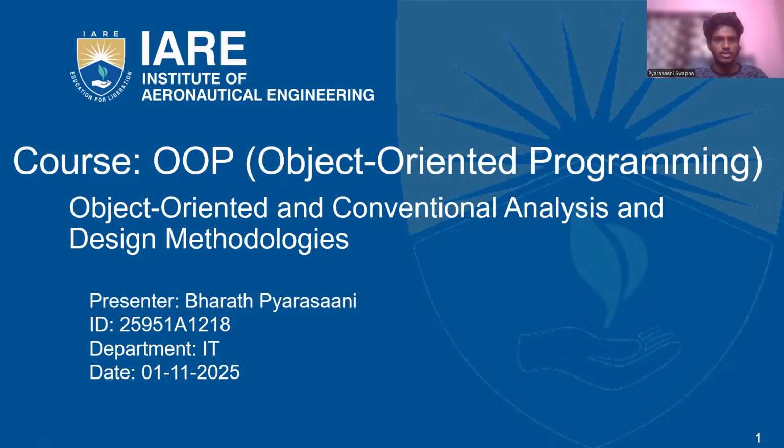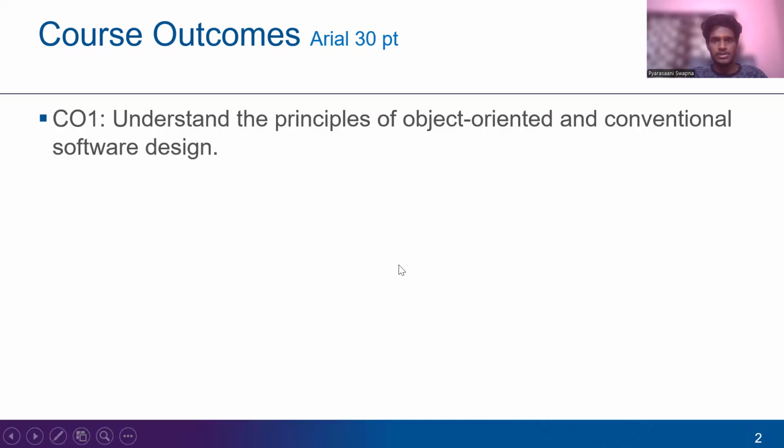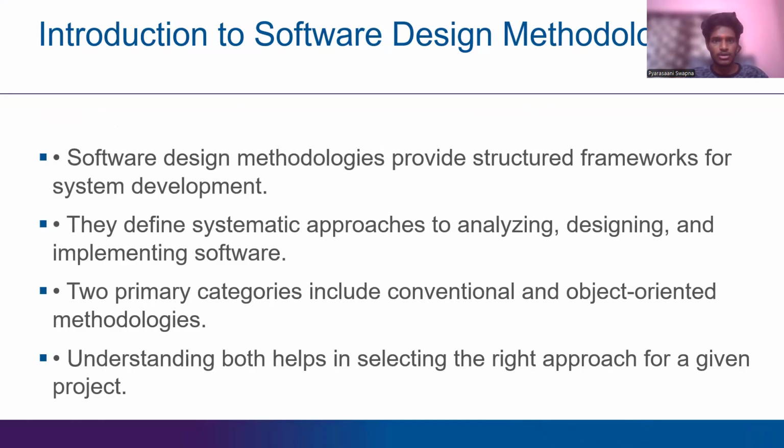Today I am going to discuss object-oriented and conventional analysis and design methodologies. Understand the principles of object-oriented and conventional software design. Software design methodologies provide a structured framework for system development. They define a systematic approach to analyzing, designing, and implementing software. Two primary categories include conventional and object-oriented methodologies. Understanding both helps in selecting the right approach for a given project.